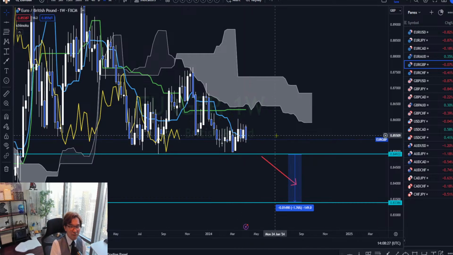It may take a couple weeks, even a couple months, or the price may go back within the Kumo also, which is really unknown. So in this case, I simply monitor, and as I check charts every day, I wait for the breakout of the support and look for the selling opportunity after that.